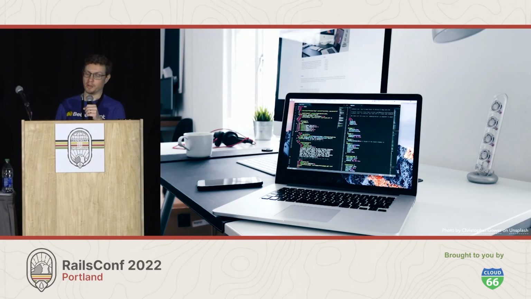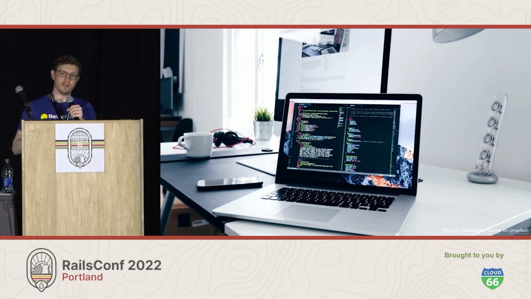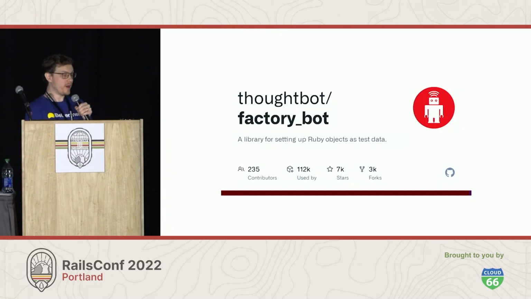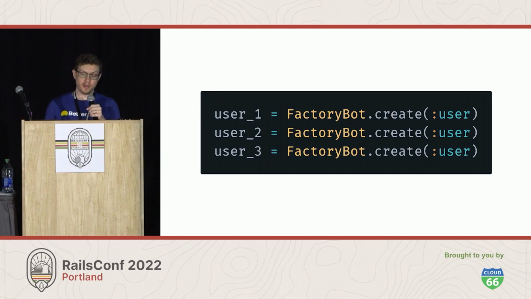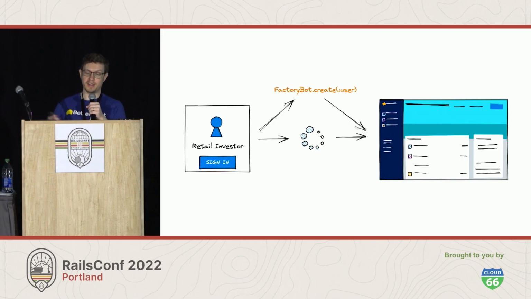And again, when we looked to our local development environments, we saw that we were already doing this, because when writing our tests, we were using factories. And so at Betterment, we use a tool called FactoryBot by our friends at Thoughtbot. FactoryBot lets you define factories, like this user factory, which describes how to generate a user. And then you can use the factory to generate as many users as you want. And so this was great. We could easily wire this up to our sign-in button.